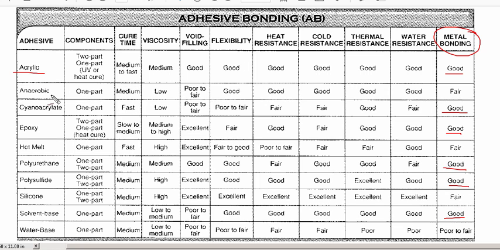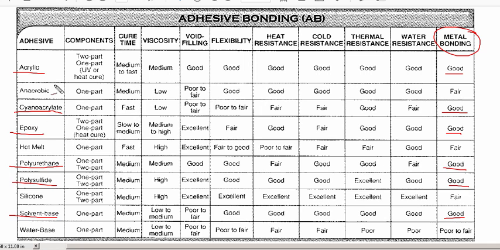Acrylic can bond with metal. Cyanoacrylic, I think that's actually what super glue is. Epoxy, we use that a lot. That's typically very strong. We use two-part epoxies in construction. Polyurethane, obviously used in construction as well. Polysulfide, and solvent-based stuff. Some of the best results we've had out of metal bonding have been two-part epoxies.